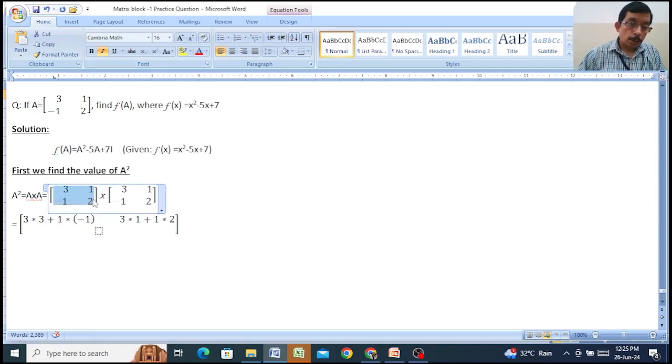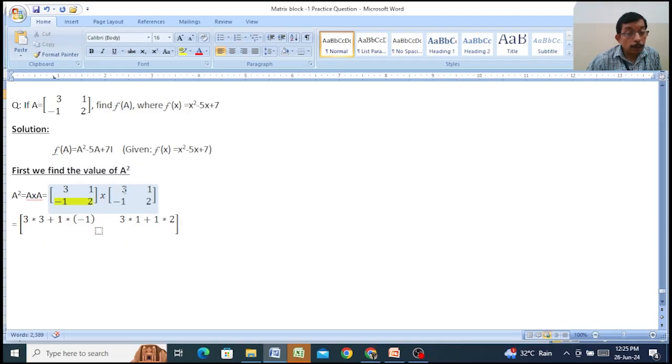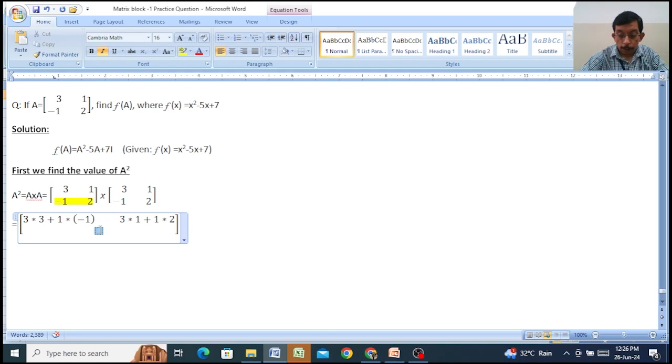Now the second row, first column element. First we multiply the second row by the first column. Second row first element is minus 1. Minus 1 multiplied by 3. After that, the addition, we take the second element, 2 multiplied by minus 1. Second row, first column multiplication is complete.